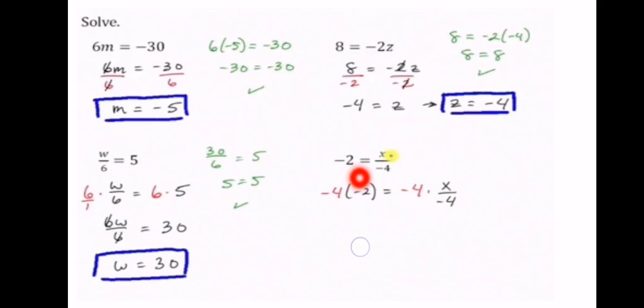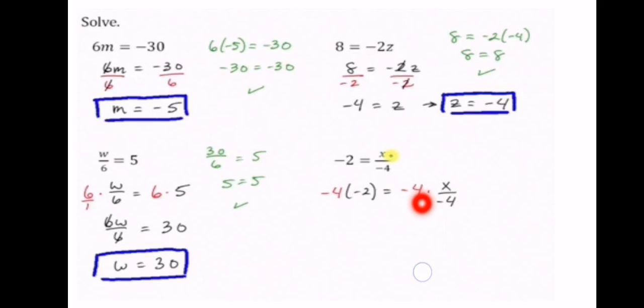Let's see the next one. Negative 2 equals x divided by negative 4. Which type of equation do we have here? It's a division equation, the variable divided by a number. How can we solve this? By doing the inverse operation, which is multiplication. Multiply by what? By the number that comes with the variable. Multiply by negative 4 on both sides.